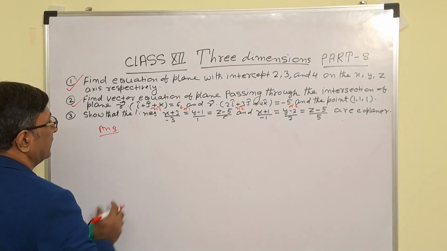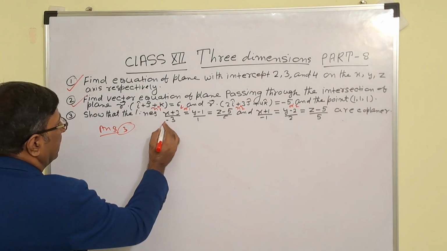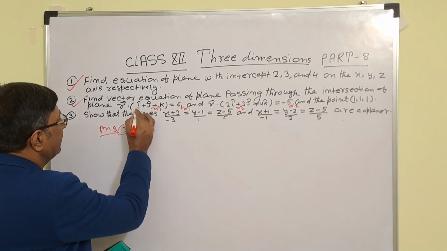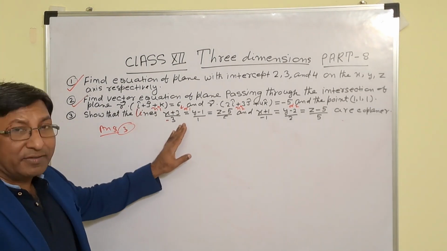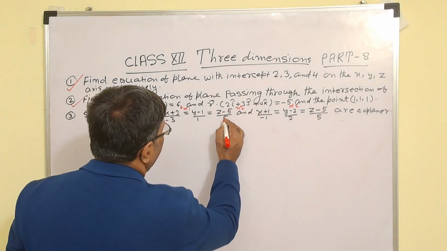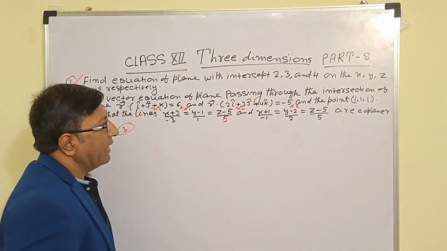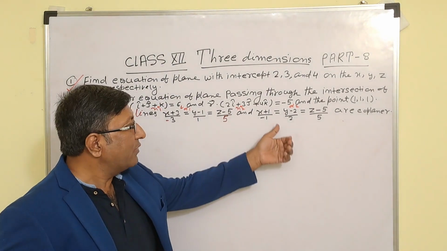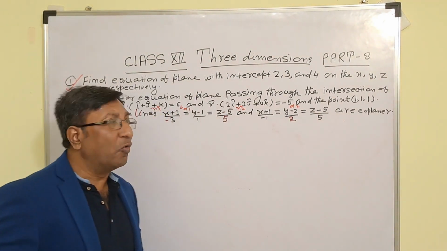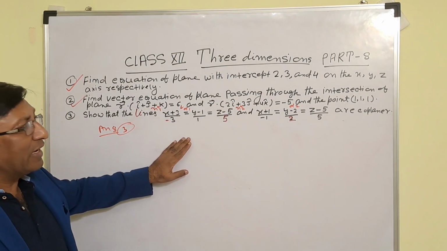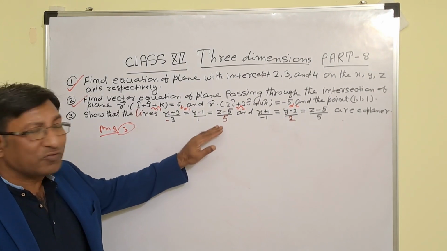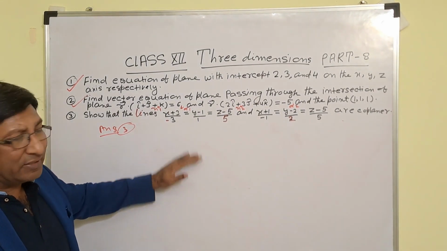So now the third question is this: show that the lines (x plus 3) by 3 equal to (y minus 1) upon 1 equal to (z minus 5) upon 5, and (x plus 1) upon minus 1 equal to (y minus 2) upon 2 equal to (z minus 5) by 5 are coplanar. Any two lines are coplanar if the equations of the lines are given in this form; then we can apply this technique.